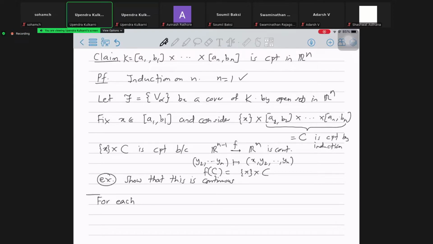So now for each point P equal to X, Y2 up to Yn, in this slice.